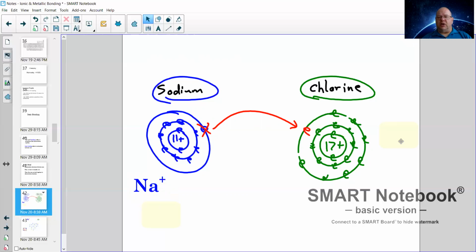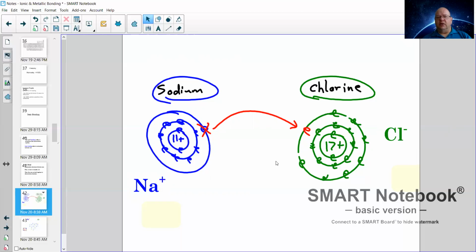Chlorine has an extra electron, so it becomes a chloride ion. Remember that the negative ions change their name to end in -ide. So chlorine becomes chloride. And the two of these together would be called sodium chloride.